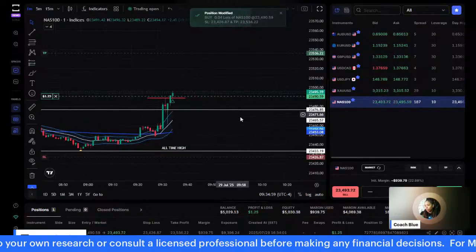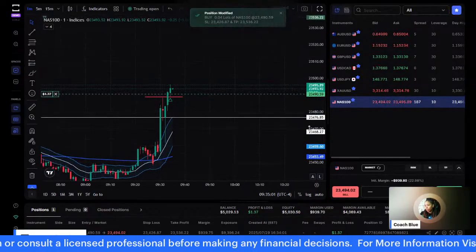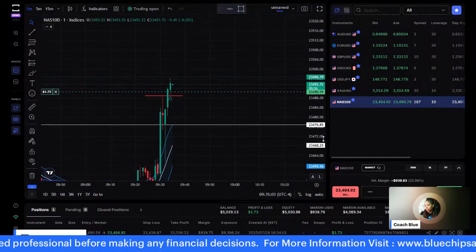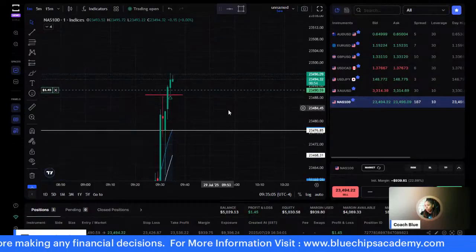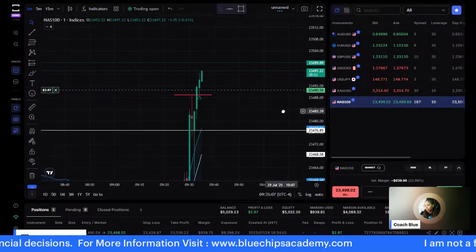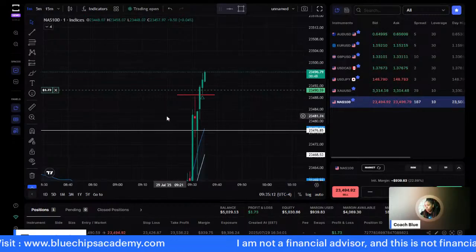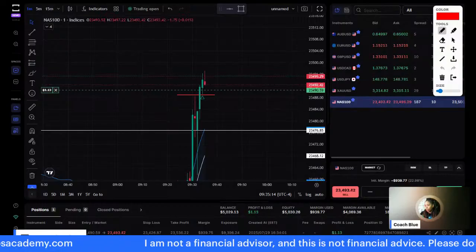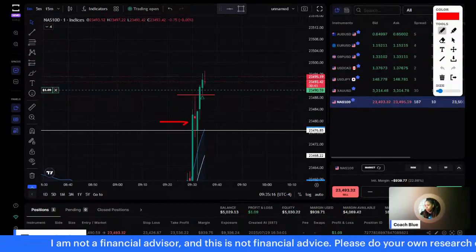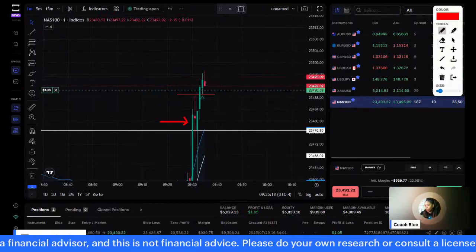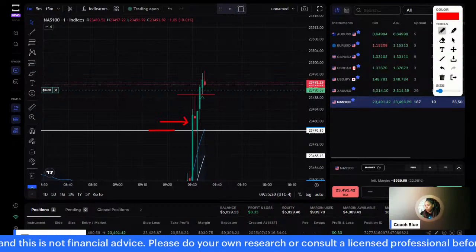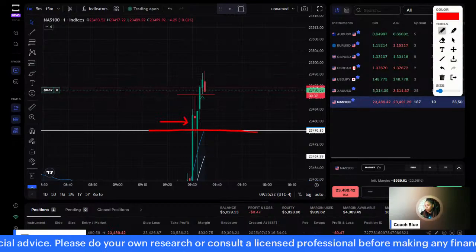All right, so now let's go ahead and zoom in and let's see what's happening here. Why did I get in? This is a beautiful BPC setup right here. Okay, let me just show you guys what I was looking at. So here's our breakout candle here. There's our breakout candle right there. Okay, the body of the candle broke past this key level.